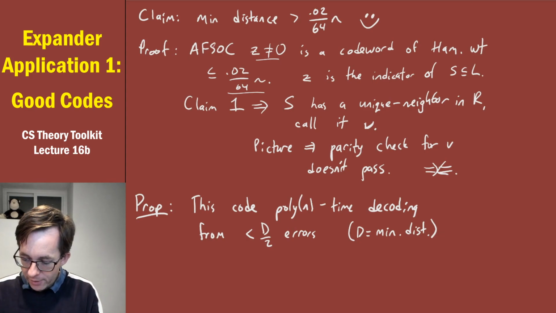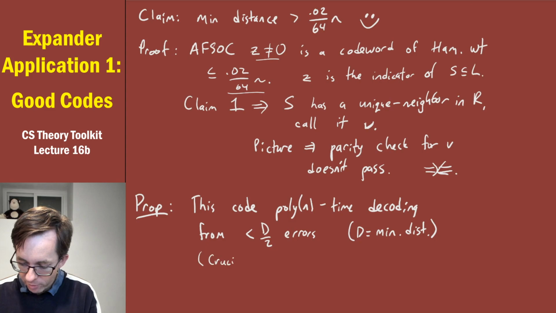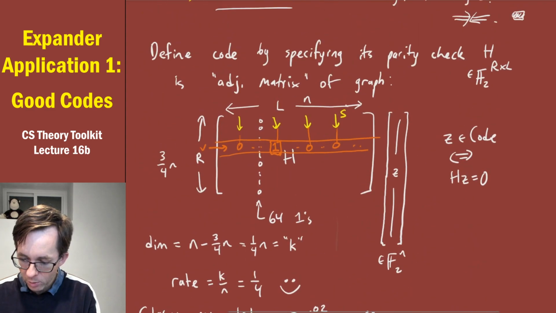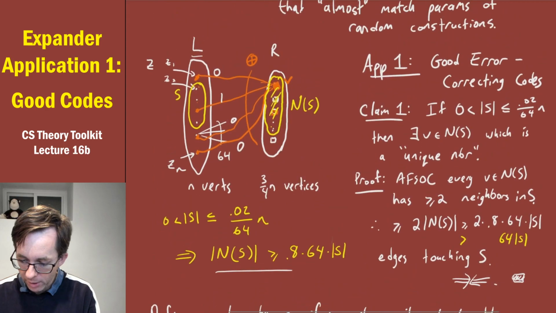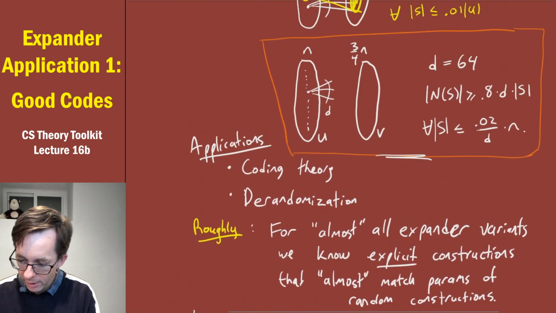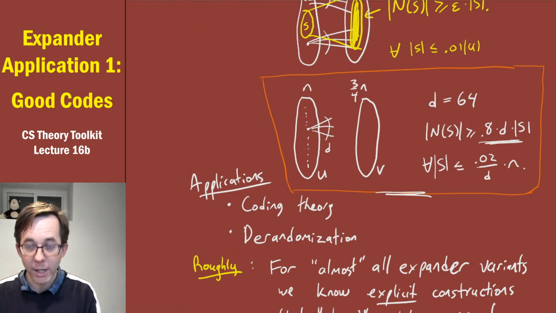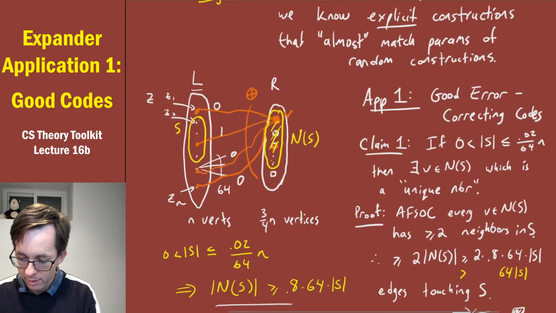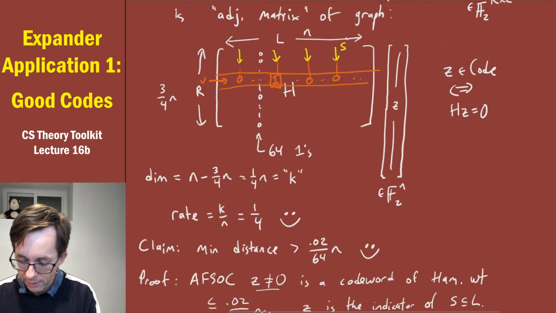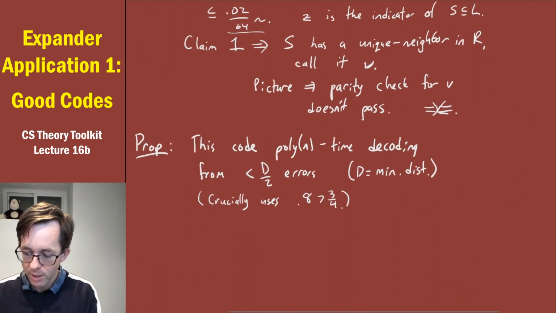Just a couple of comments on this. First of all, this very simple algorithm crucially uses, I mentioned this before, that 0.8 is greater than 3/4. This 0.8, which was the amount of expansion that we got in our neighbor set sizes, was quite good expansion, and we rely on the fact that it's bigger than 3/4 to get this fact about decoding.